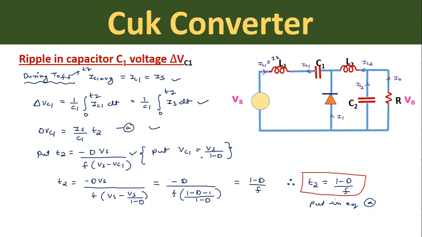Now in this equation we will put Vc1 is equal to Vs upon 1 minus d. We will get this type of equation for T2. Here this plus 1 and this minus 1 will be cancelled out, and this minus d will be cancelled out, this numerator minus d. So we will get T2 is equal to 1 minus d divided by F. Now we will put this T2 equation in this equation.